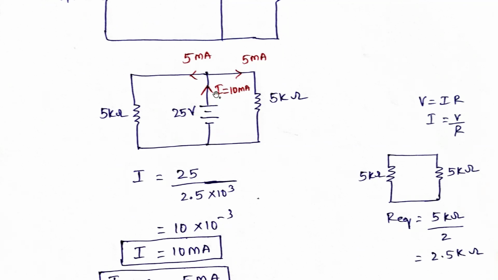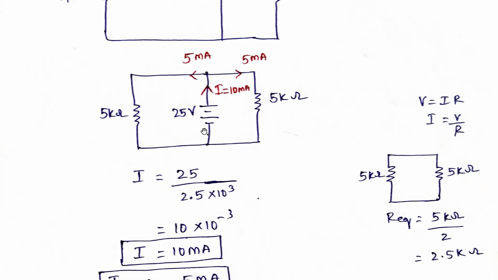So what is the current flowing from this particular 25 volt source? I is equal to V by R. V is 25, divided by R, the equivalent resistance, which is 2.5 kilo ohms, because here 5 kilo ohms, here 5 kilo ohms, so 2.5 kilo ohms. So 2.5 into 10 to the power of 3. If you simplify, you'll get 10 into 10 to the power of minus 3, that is nothing but 10 milliamperes. So 10 milliamperes is the current flowing through this.